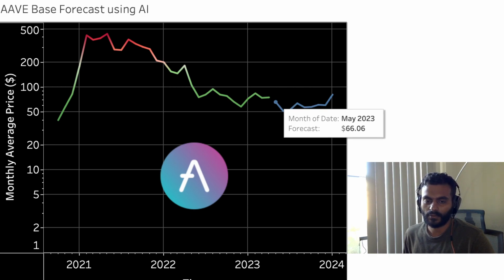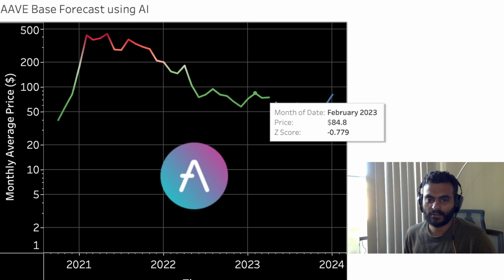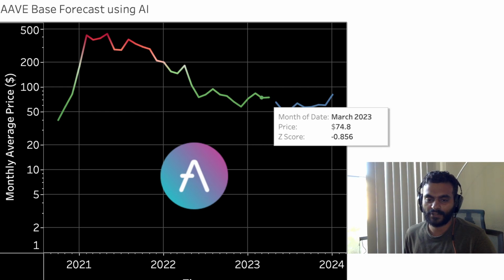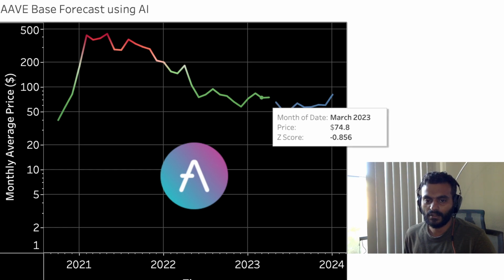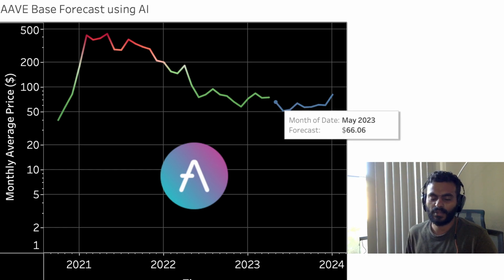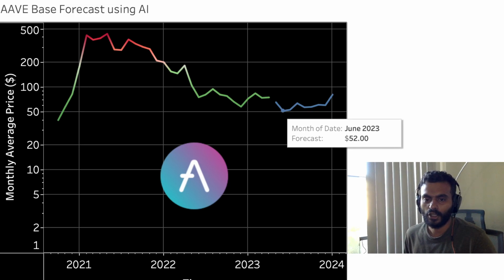So that means almost $9 lower price is forecasted, and that sits with the forecast or the average in March or the trajectory since February and in April, and then in May it's kind of $9 less. In June the forecast is 52 US dollars at an average price.